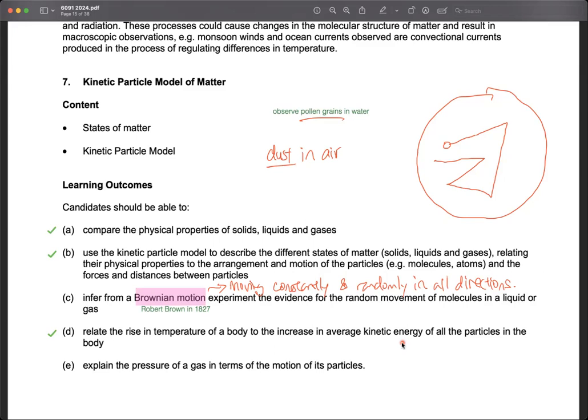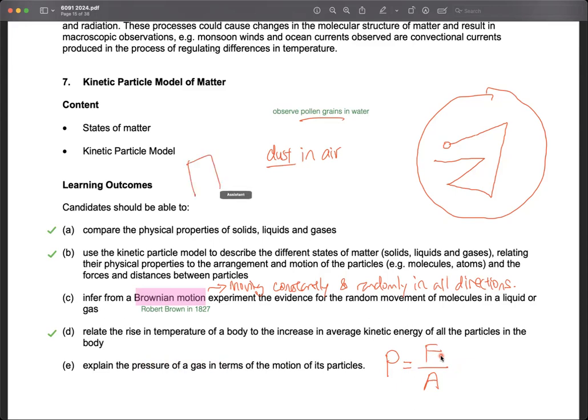Okay, so today, the last part that I'm going to go through will be to explain the pressure of gas in terms of motion of its particles. So in this case, you're talking about the gas. Do you remember what the formula of pressure is? It's force over area, correct? So how are we going to measure the pressure of gas? It's basically measuring the average force acting by the particles of the gas per unit area.